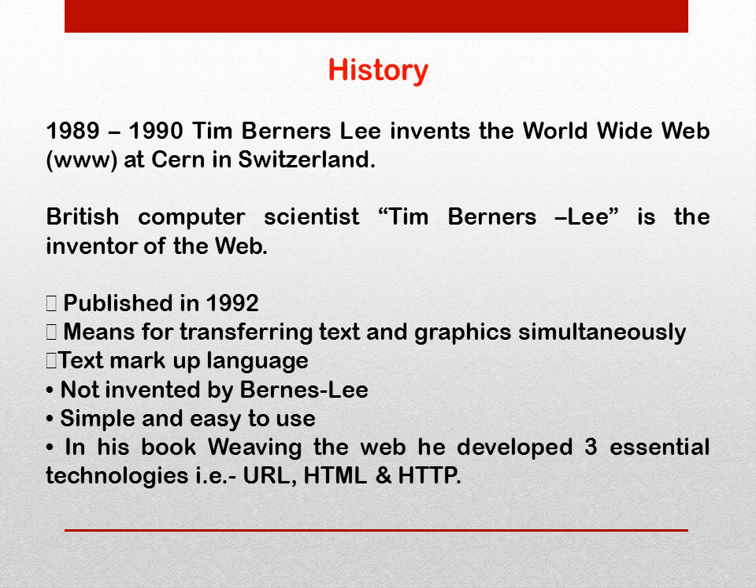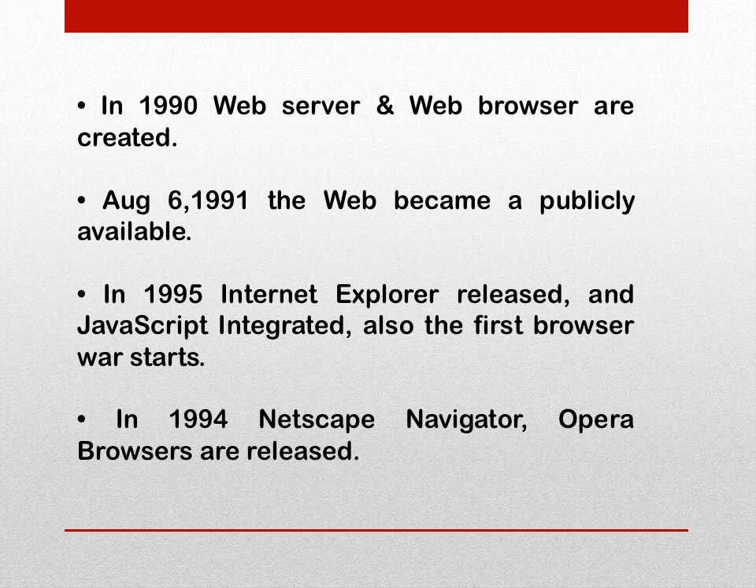Now let us see the history. The history behind it is Tim Berners-Lee. He first invented the World Wide Web at CERN in Switzerland. The British computer scientist Tim Berners-Lee is the inventor of the web. That was published in 1992. And there are three essential technologies: URL, HTML and HTTP. We will discuss them in detail in subsequent slides.